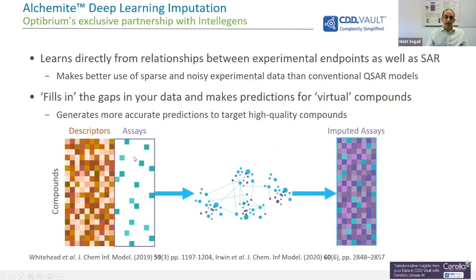And what that means is that it can make much, much better use of that sparse and noisy experimental data than conventional QSAR models. So it can fill in these gaps here on the right-hand side, as I described, impute or fill in that missing data more accurately than conventional QSAR models. And as we've explained in some of our publications you may have seen before, we can also train it for what we describe as virtual compounds that have no experimental data because they've not yet been made or tested. It can still take just the descriptors as input and make high quality predictions for those new compounds as well.